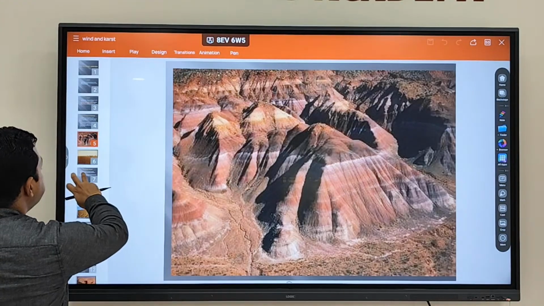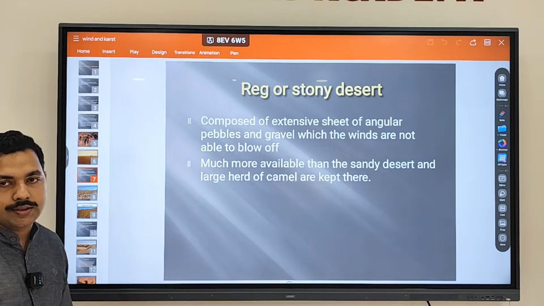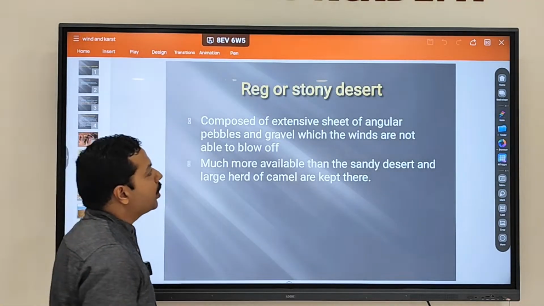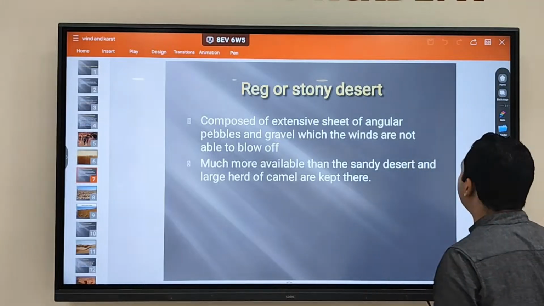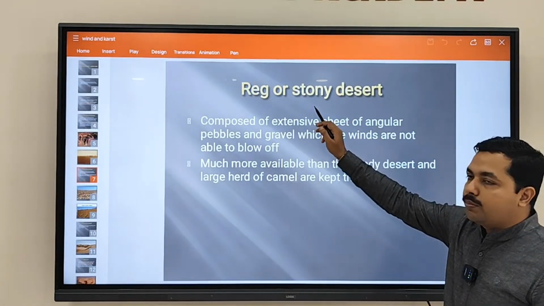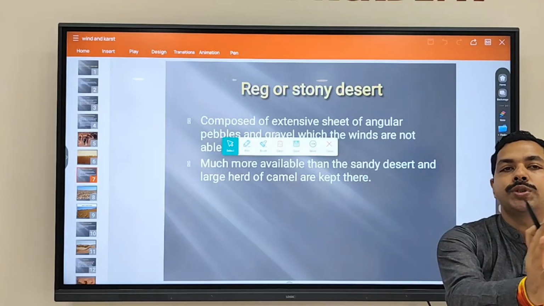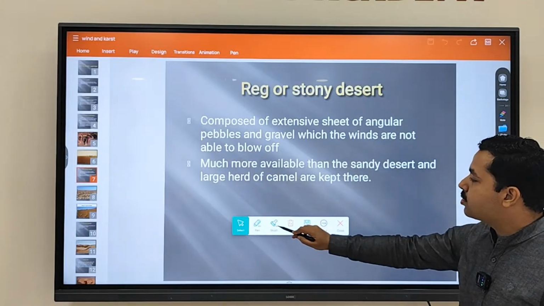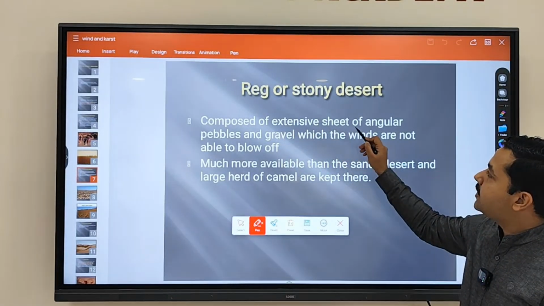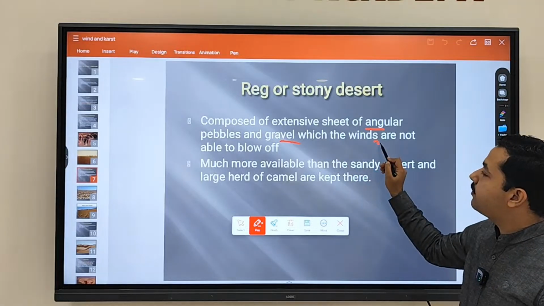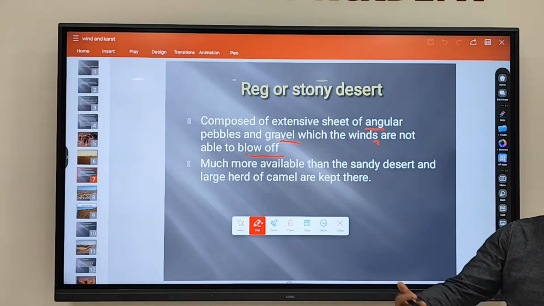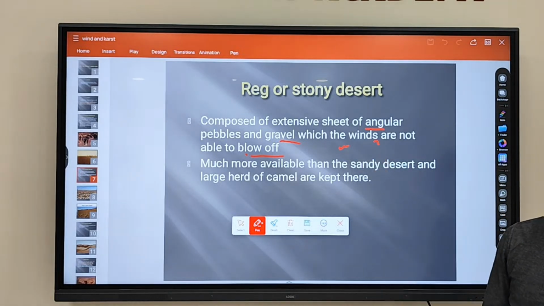The second type of desert that you find is a reg or stony desert. So stony deserts are referred to by the name reg. Why do you find stones? Because stones are bigger in nature. Wind cannot move stones from one location to another. That's why you're going to find these stones. So it is composed of an extensive sheet of angular pebbles and gravel, which the winds are not able to blow off. Since wind is not able to take it from one location to another, it is called a reg or stony desert.